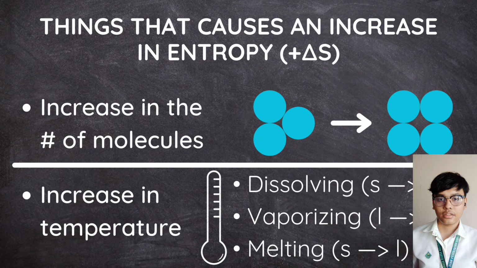Next is the increase in temperature. An increase in temperature may affect the phase transitions of a substance. For example, we have ice. If the temperature gets high enough, the ice will melt. There is a melting point from solid to liquid. We also have evaporating from liquid to gas and sublimation from solid to gas.